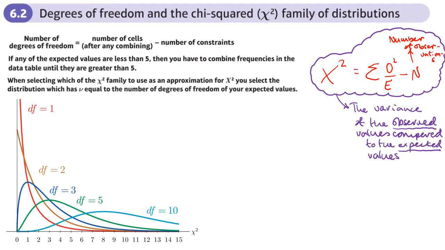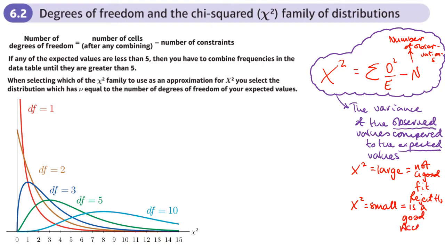So if this value of X squared, which gives us the difference between the observed and the expected, is a large value, that means there's a big difference between the expected and observed. That means our data doesn't fit the expected distribution well, so not a good fit, and that's when we would reject H0, because H0 says it fits the distribution. And if X squared was small, then it is a good fit to our expected distribution, and then we would accept H0.